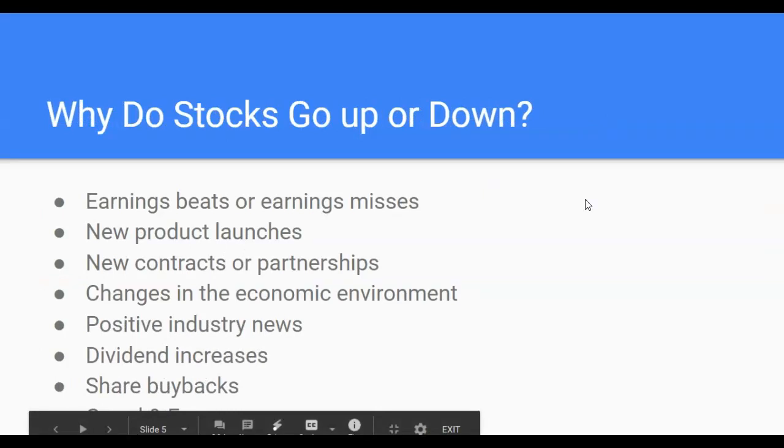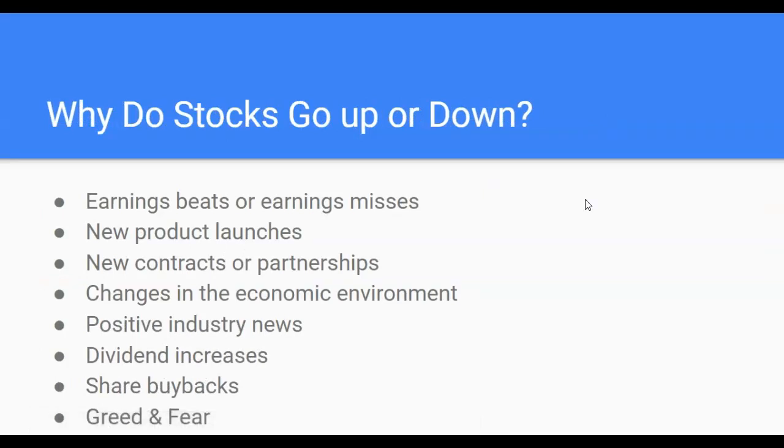Okay, so why do stocks go up or down? Well, there are many reasons why stocks move up or down. The first, most basic reason is earnings beats or earnings misses. Every 3 months, a company will release its earnings report, and that's what they have to do if they're listed on the New York Stock Exchange or the NASDAQ or any major exchange. The reason is that investors want to see what the companies are doing. It doesn't make much sense for people to invest their hard-earned money if the companies are not being transparent about what's going on behind the scenes.